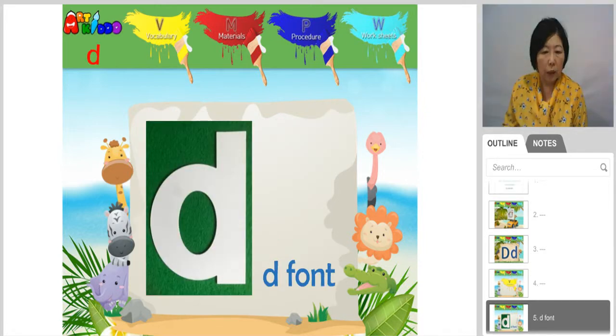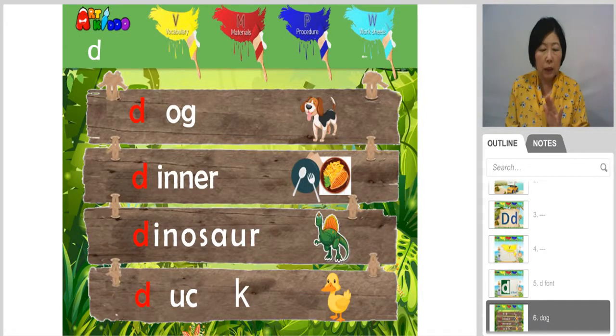Please get D fonts, and I'd like to introduce D four words, and you write down on the back side of the D font. D, D, dog. D, D, dinner. D, D, dinosaur. D, D, dog.